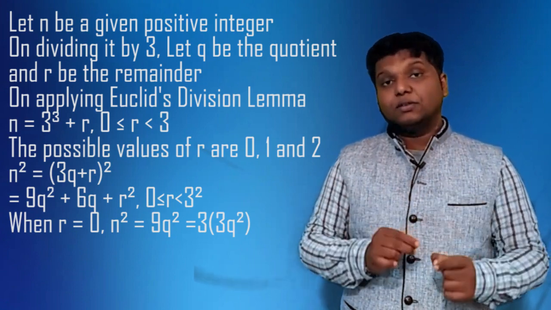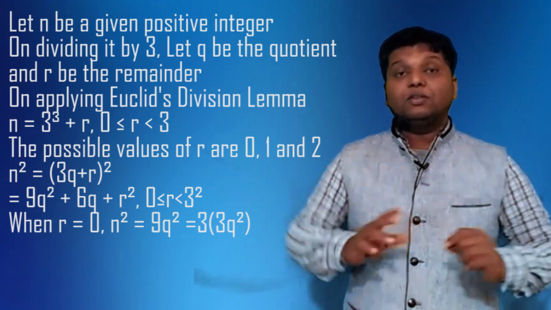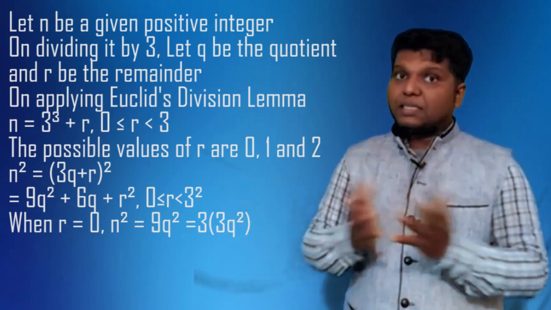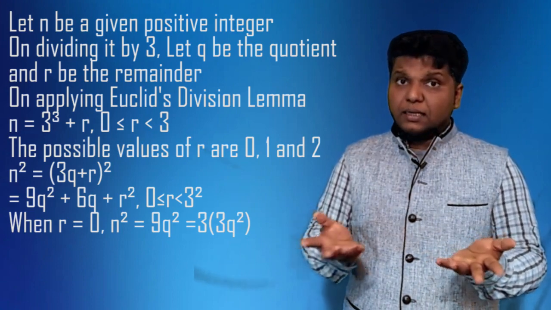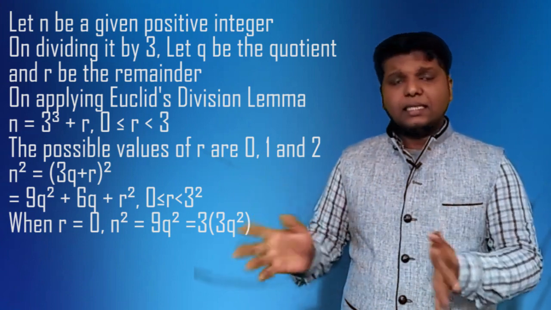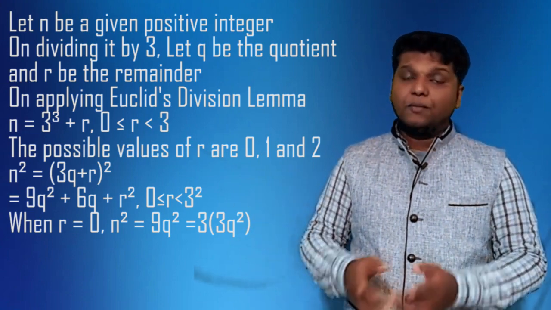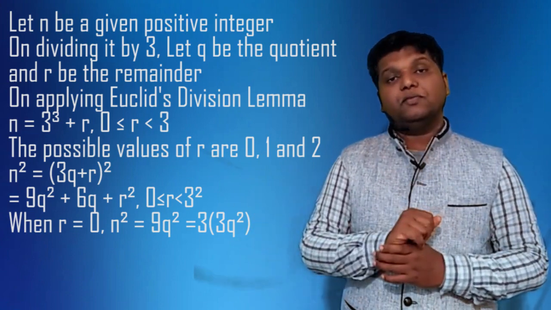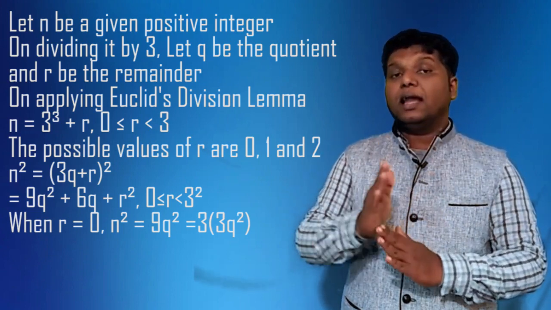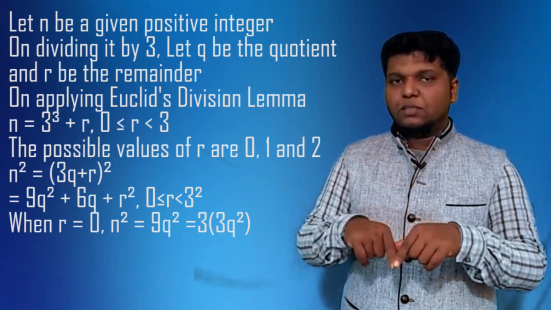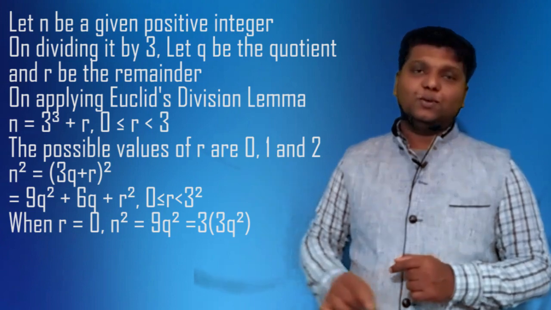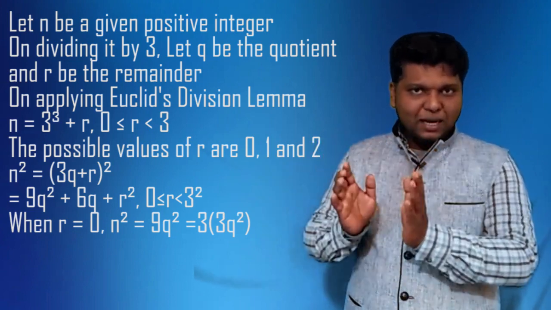Knowingly we are taking this 3 outside because, see the question, we have to prove it as 3m. So we have to bring it to 3 into something, where m is any integer. For some integer m, that's what the question means. The second part is an integer, it may be any integer, it doesn't matter. But the first part should be a multiple of 3. So we have to bring it to that form. Even though we got 9q², we write 9q² = 3 × 3q², and keep this 3q² separately within brackets.